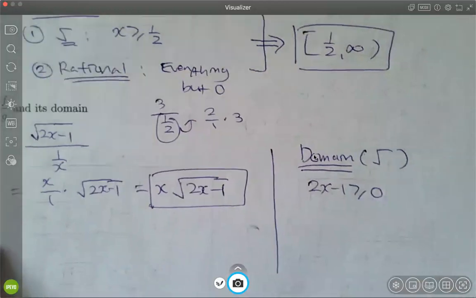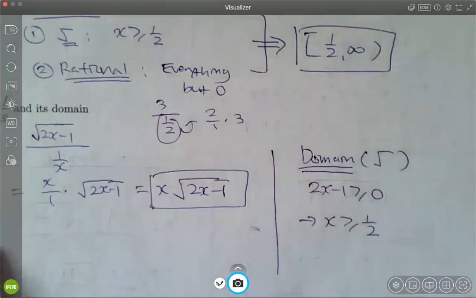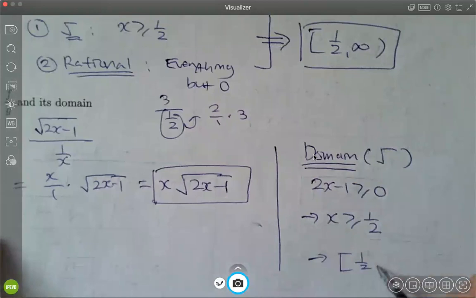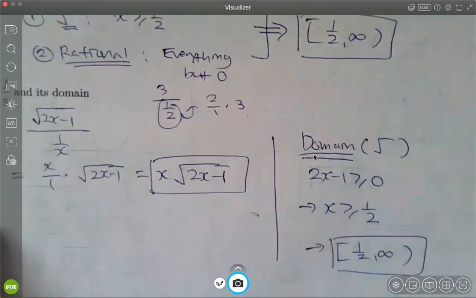Okay, so in the end, what do you get? x is greater than or equal to 1/2, which you already got, right? Whose interval notation is what? Same thing. Okay. So we did the hardest part in part A, and then the domains for B and C were exactly the same. But of course, the functions were different.